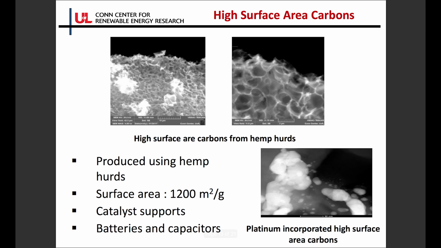Because of the pore volume we have, we can put nickel, platinum catalyst inside these. These become sustainable carbon supports for catalysts. So we are having very high success with the hard material going into carbons and catalyst supports.